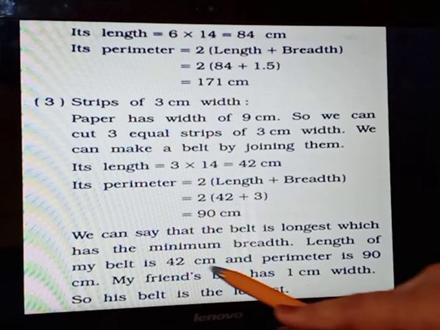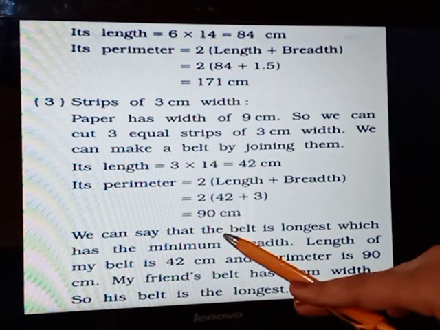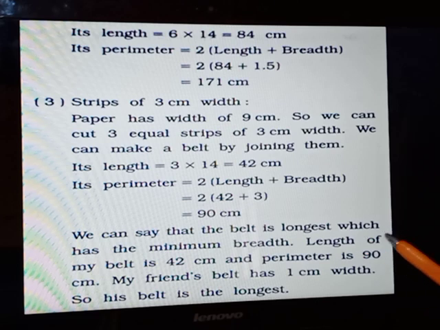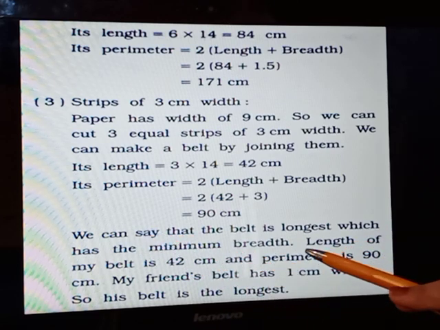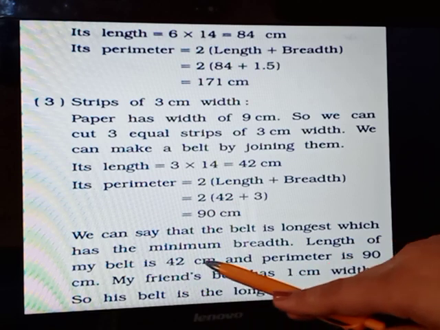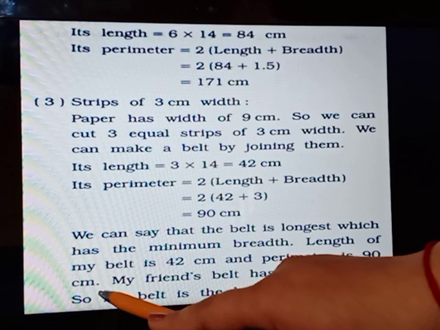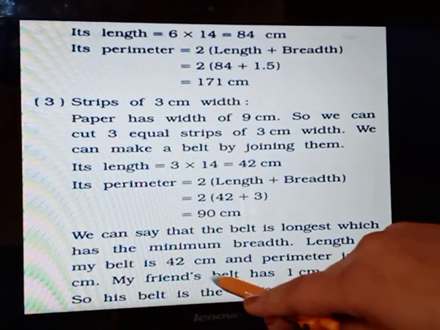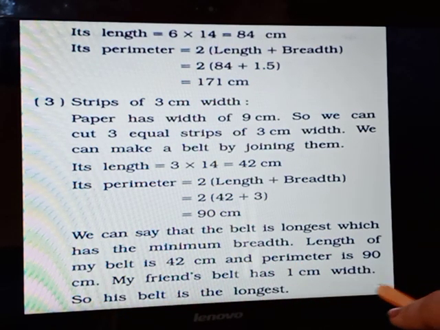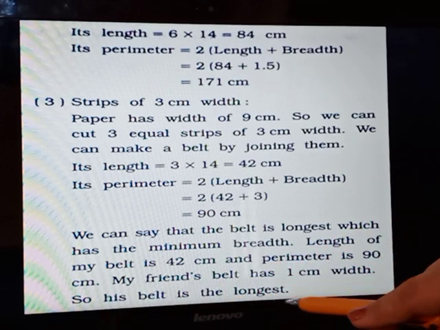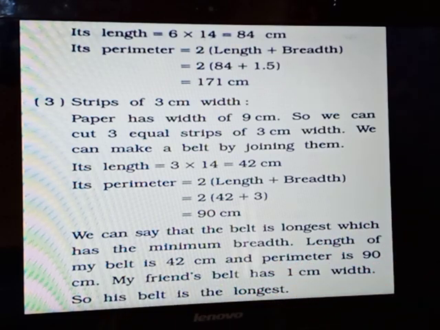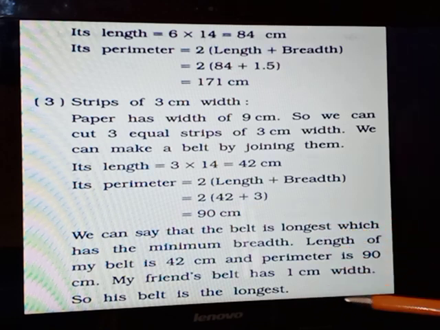And now what is written in the paragraph? We can say that the belt is longest which has the minimum breadth. Length of my belt is 42 suppose, and perimeter is 90 centimeter. My friend's belt has 1 centimeter width, so his belt is the longest. Now this is not compulsory that you write only this answer. If your friend's answer is different or your answer is different, you can write your own numbers, right?